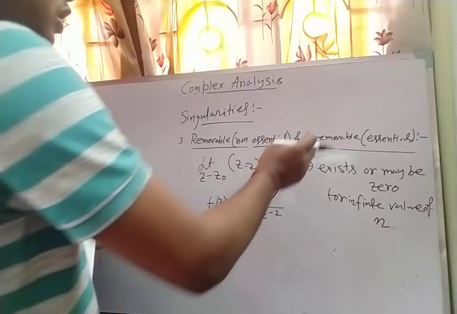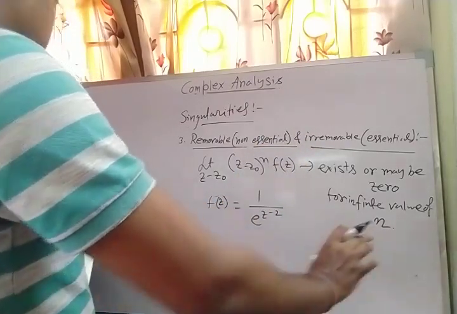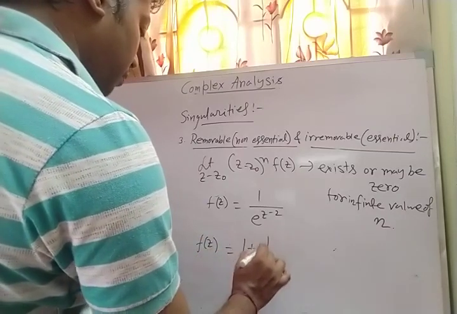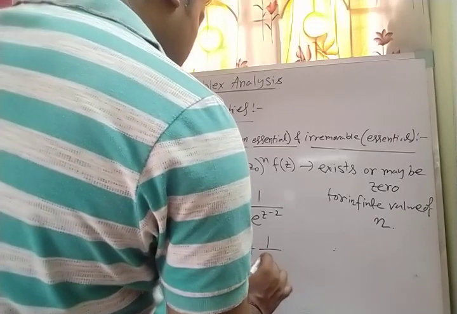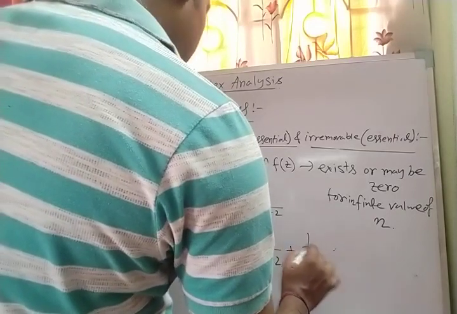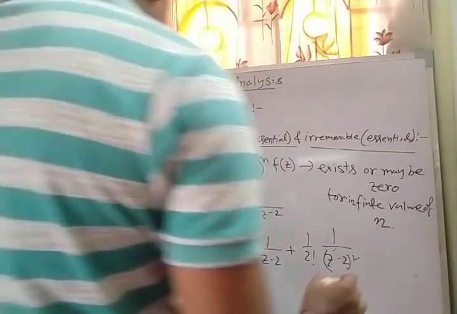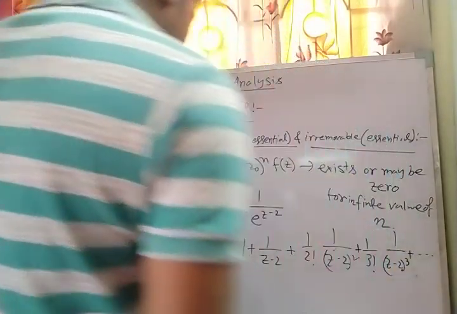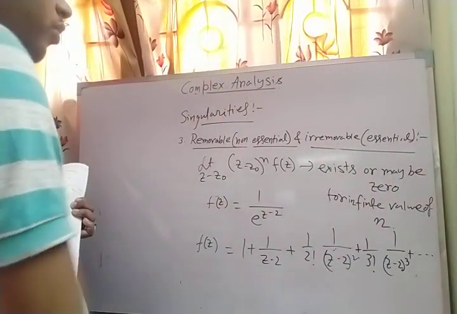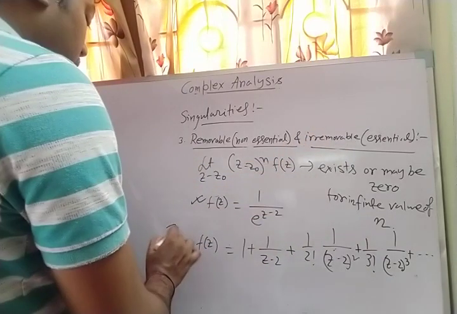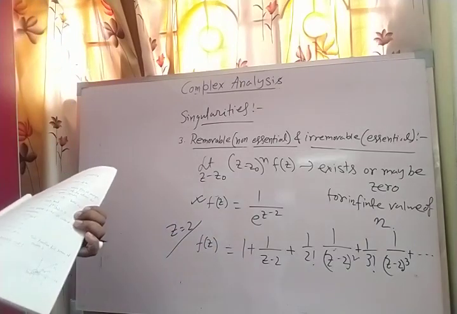singular point which is irremovable, because this gives a series, that is f of z can be written like this: 1 plus 1 by (z minus 2) plus 1 by 2 factorial times 1 by (z minus 2) whole square plus 1 by 3 factorial times 1 by (z minus 2) whole cube plus dot dot dot. So it is for infinite value of n. So this function has an irremovable singularity at z equals 2. Okay.